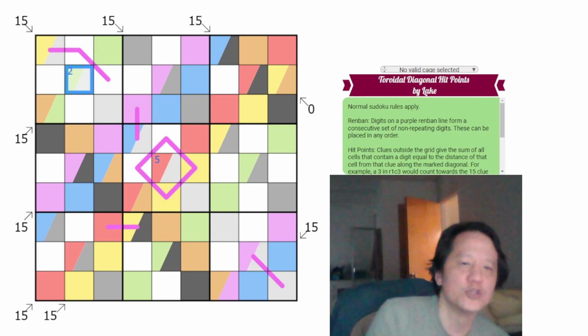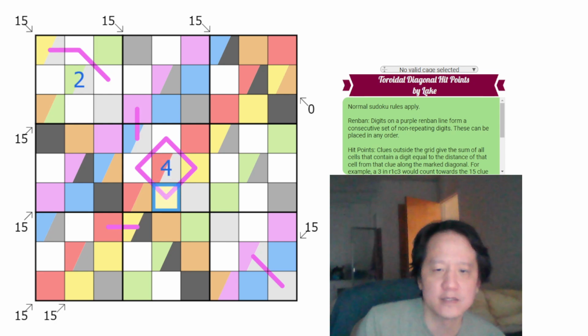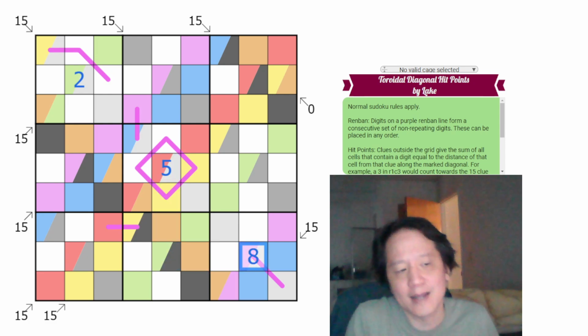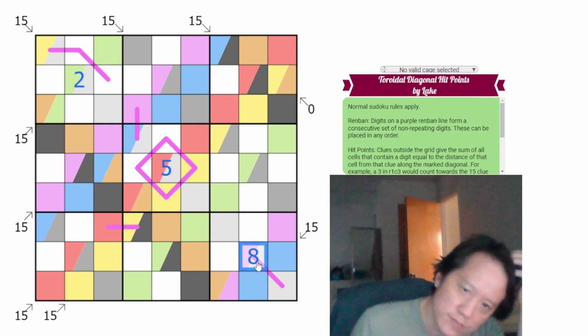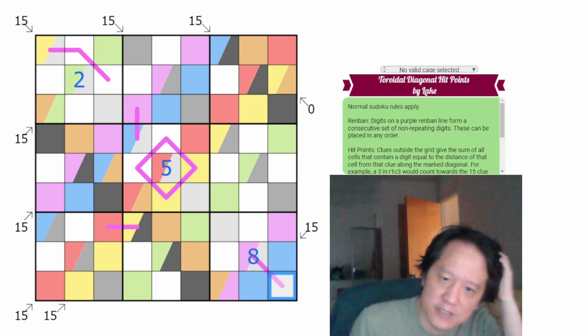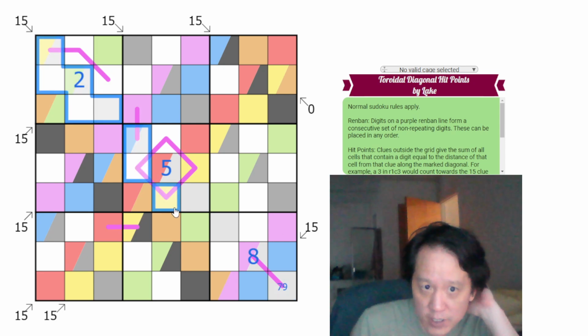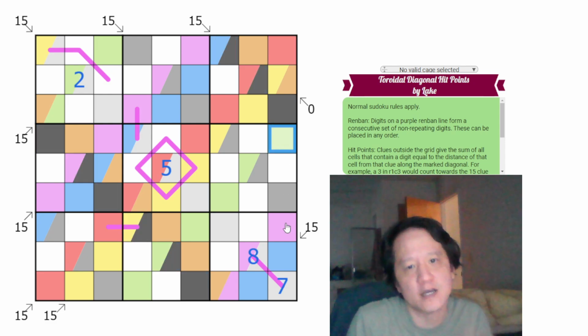So then this has to be 2, 5, and 8. That has to be the case. So then this is 7 or 9. It cannot be 9 because this is 15 already. So this is 7. We know that's 7. So either the purple or the red or the green is 9.